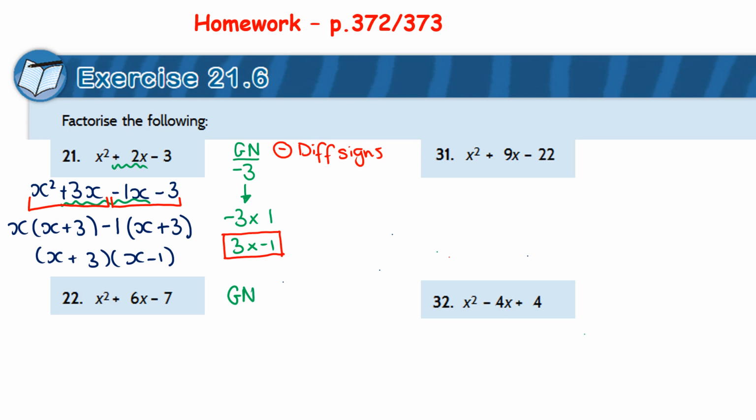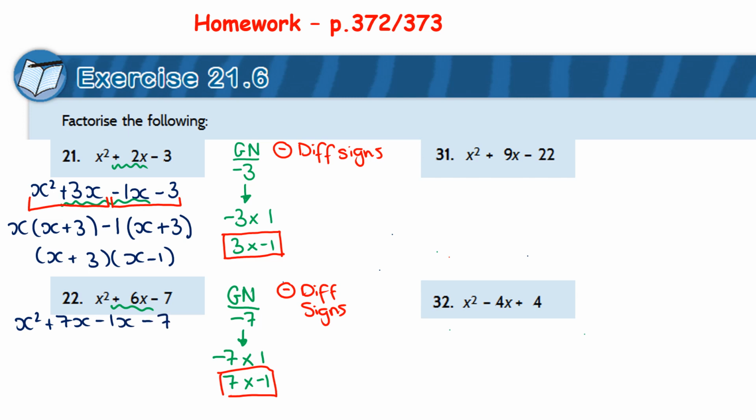Next question, guide number is going to be minus 7. Again, minus means the factors will have different signs. And what that means for us is we get minus 7 by 1 or 7 and minus 1. We want it to add to plus 6, so our answer is 7 and minus 1. We get x squared plus 7x minus 1x minus 7. We double check, is 7x minus 1x the same as 6x? And it is. And then we're going to do our grouping. So x is common, leaving us with an x plus 7. A minus 1 is common, leaving us with an x plus 7 as well. Remember, minus 7 divided by minus 1 will give me plus 7. And that gives me x plus 7 times x minus 1.